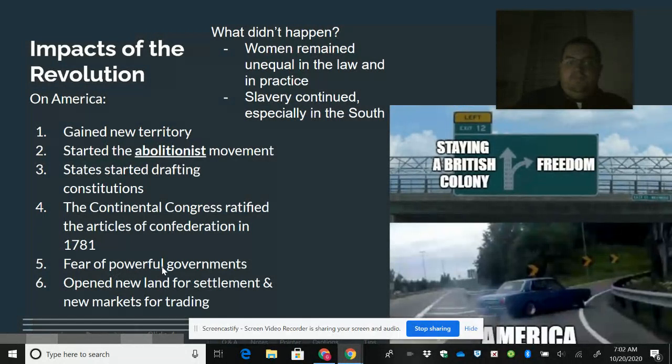Number 5, fear of powerful governments. We're very fearful of giving the national government way too much power, because that's what we dealt with from Great Britain. We dealt with them having too much power in our eyes and being able to tax us whenever they wanted to. So we were fearful of giving another government that much power and having them basically turn into Great Britain again.